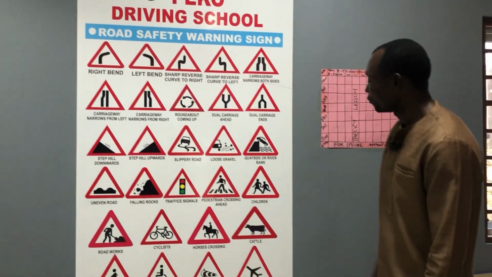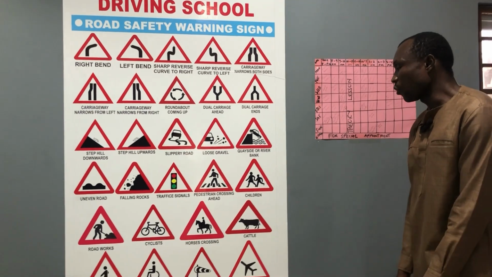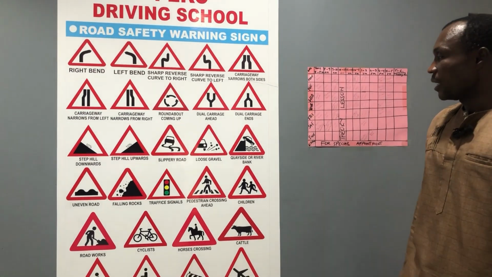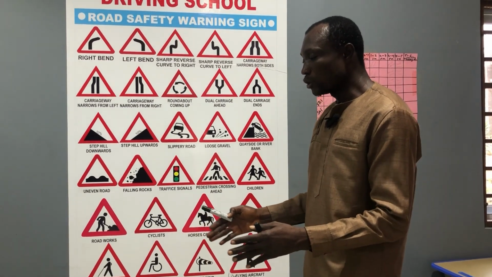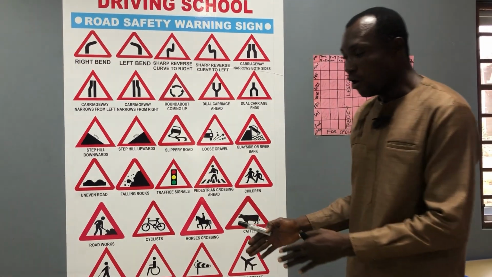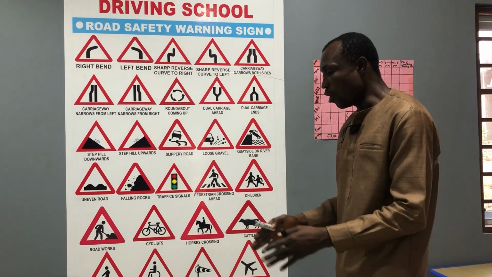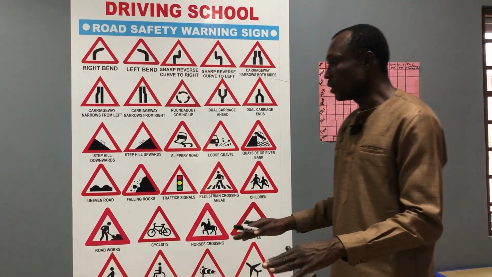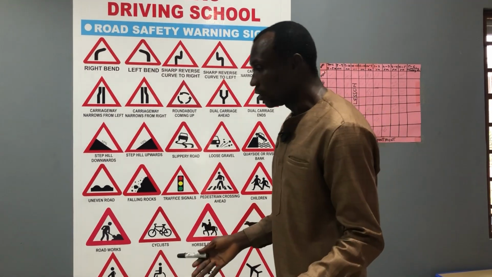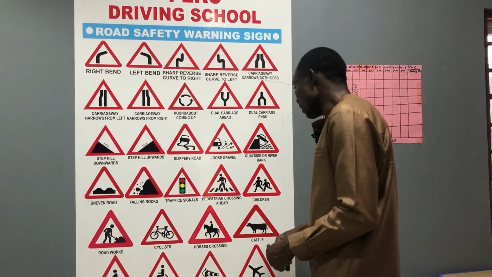Then we talk of riverbank or quayside. It is warning us that the road we are using is closer to a riverbank, or closer to a lagoon, or closer to a sea. So reduce your speed in order to avoid the vehicle having an accident on the riverbank.